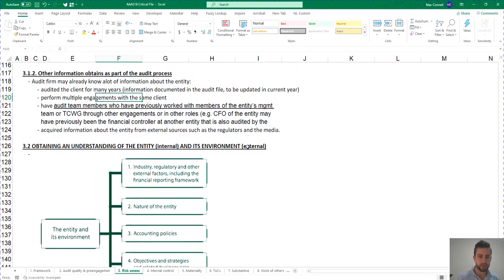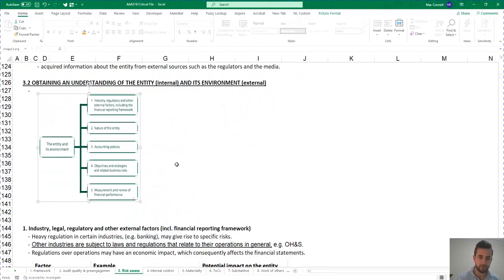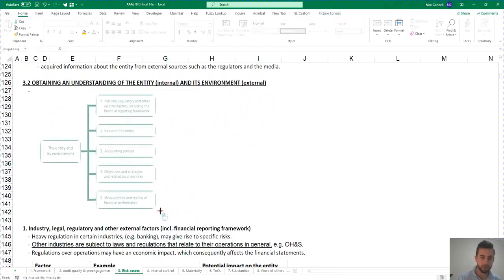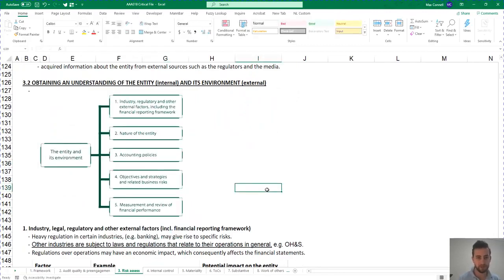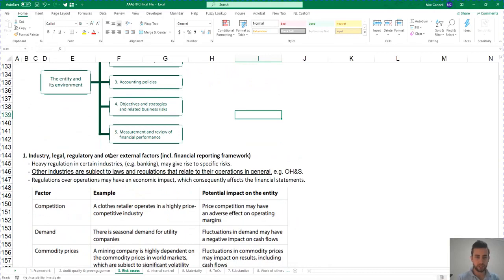So this is really important to understand the entity, as I mentioned before, because it helps you form your opinion on risk. So there are a few different ways that you can understand the entity, which is within the internal area of the company that you are auditing, and also the external environment. Number one, these can be industry, regulatory, and other external factors. Number two, nature of the entity. Number three, accounting policies. Number four, objectives and strategies. Number five, measurement and review. So going through these one by one.